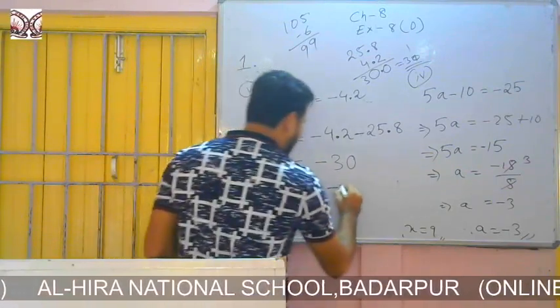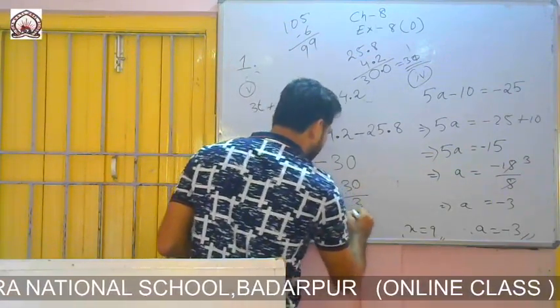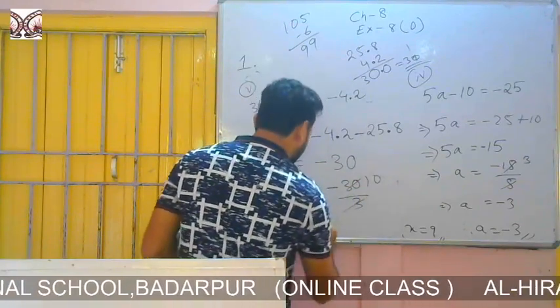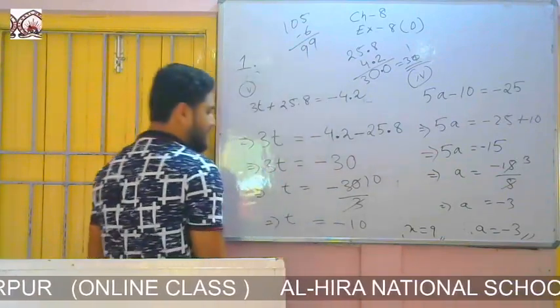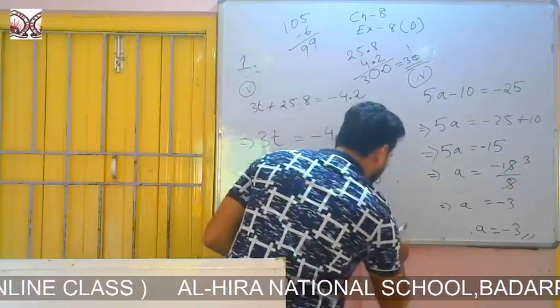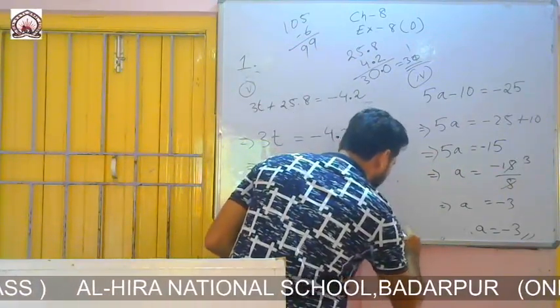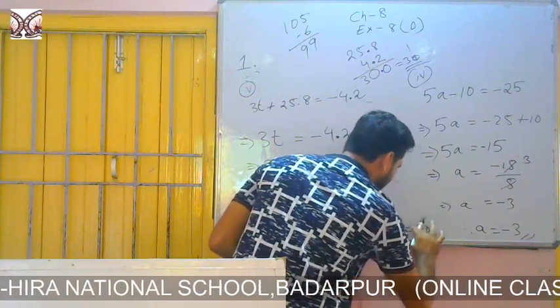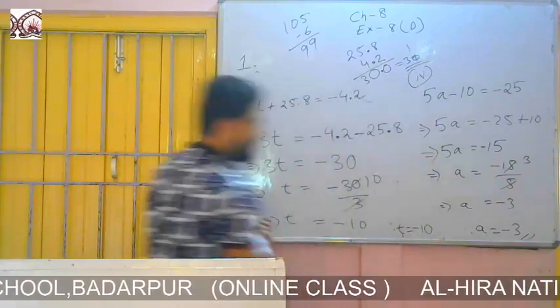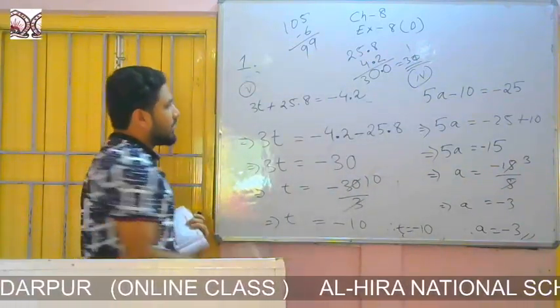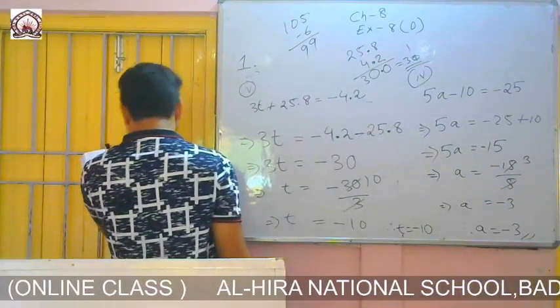So 3t equals minus 30, and now t will be minus 30 by 3. Then 3 tens are 30. That means t equals minus 10. Therefore t equals minus 10. Now come to question number 6.